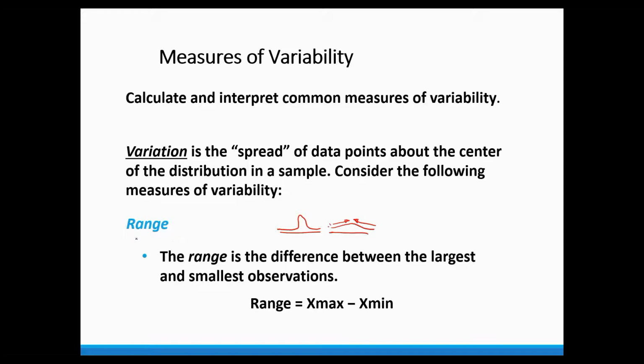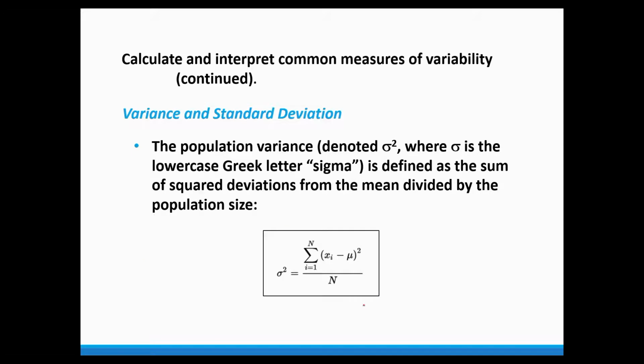So the first measure of variation is the range. In the range, we just subtract the minimum value from the maximum value of the observations. So if we want to calculate the range for the first data set, in this case we just subtract the maximum, which is 170, and the minimum value, which is 83.